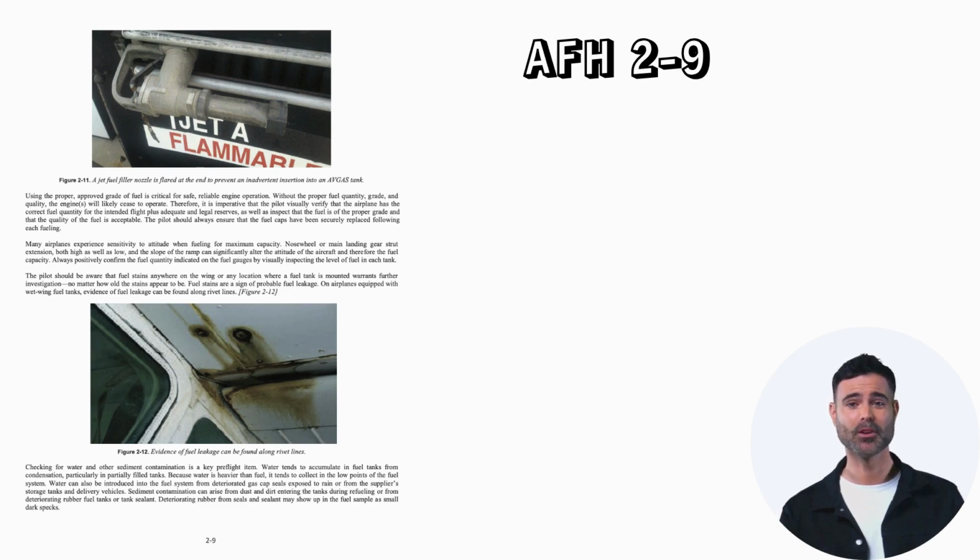Many airplanes experience sensitivity to attitude when fueling for maximum capacity. Nose wheel or main landing gear strut extension, both high as well as low, and the slope of the ramp can significantly alter the attitude of the aircraft and therefore the fuel capacity. Always positively confirm the fuel quantity indicated on the fuel gauges by visually inspecting the level of fuel in each tank.